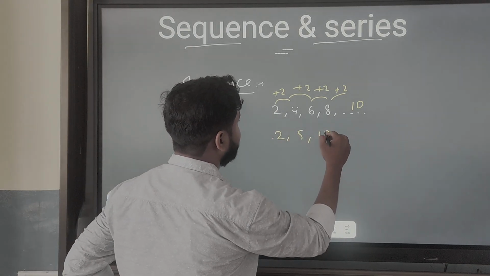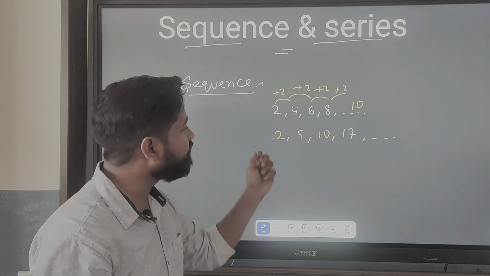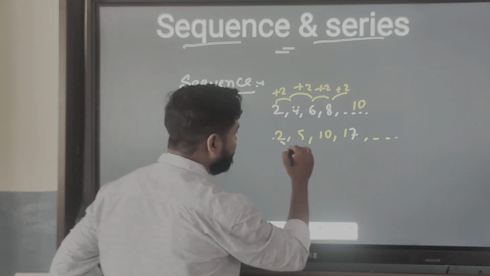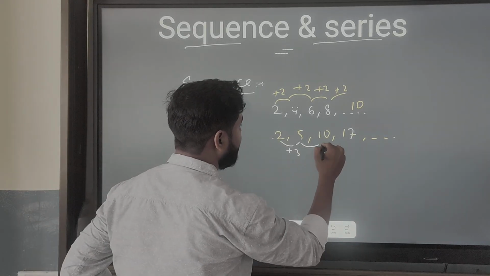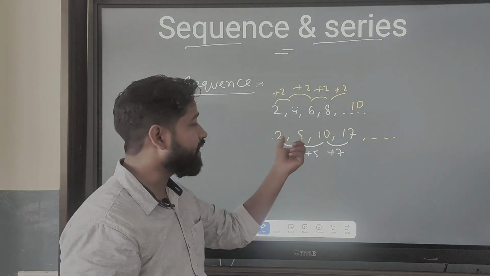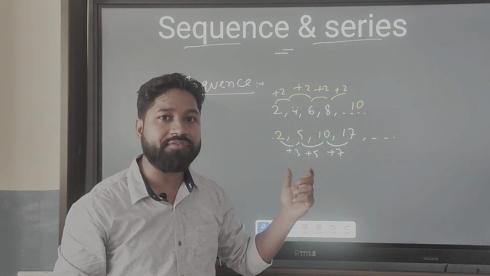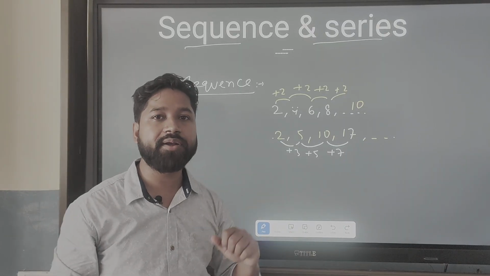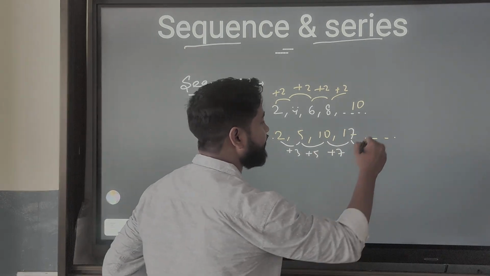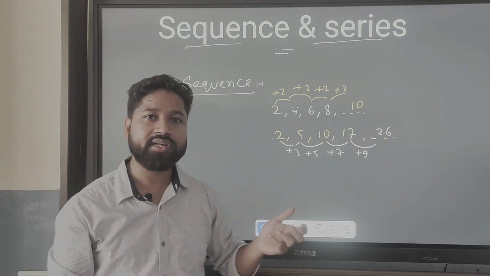In the same manner, if I ask you about this: 2, 5, 10, 17, is that a sequence? Can we see a pattern here? Most of the students will say yes sir. The difference here is plus 3, here it is plus 5, here it is plus 7. So the difference is incremented by 2 each time. The next number will be 17 plus 9, that equals 26. So is that a sequence? Yes sir, it's a sequence.